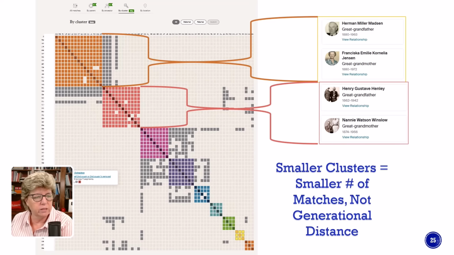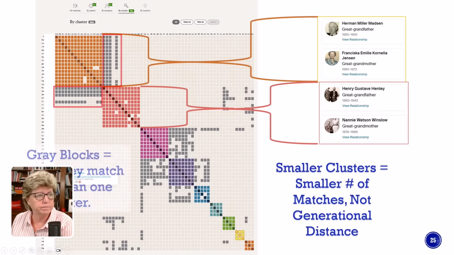So the smaller clusters equals the smaller number of matches, not necessarily the generational difference. As you know, we're going from groups getting bigger and smaller. These are small clusters because there's only a few people in them. If all of a sudden we did a whole mess of DNA testing on some of these smaller clusters, these sizes would probably grow, okay?